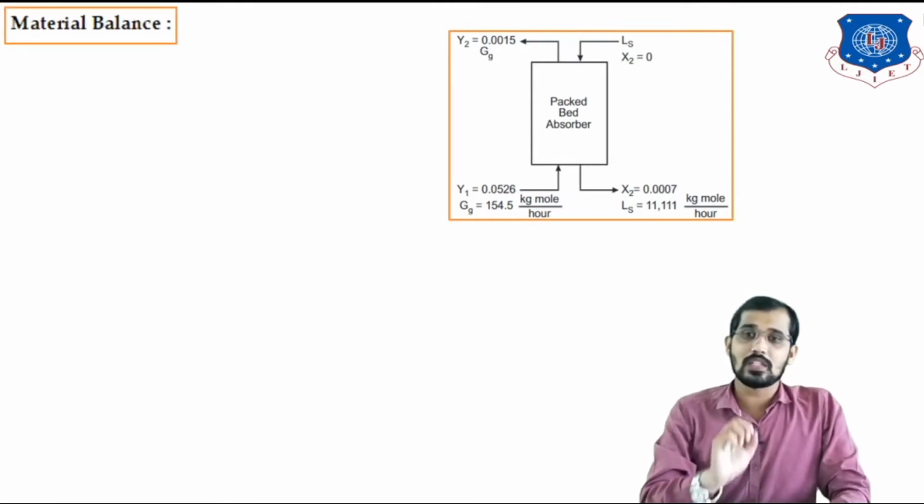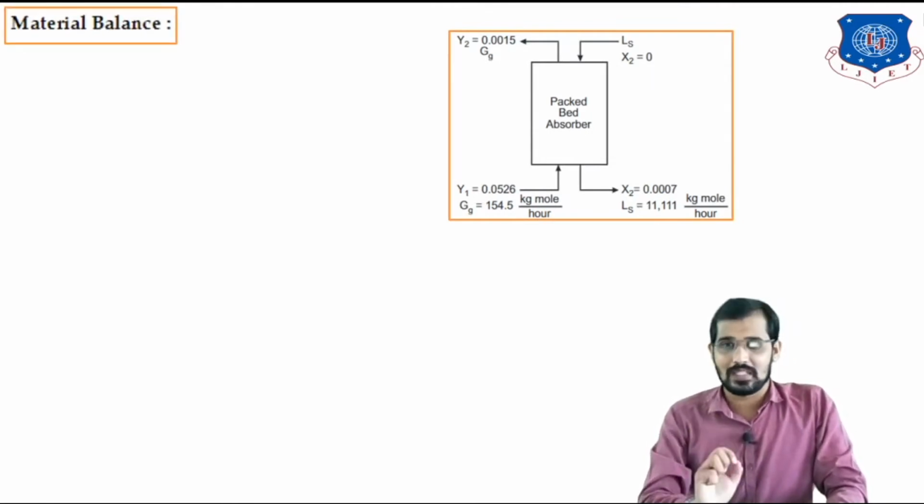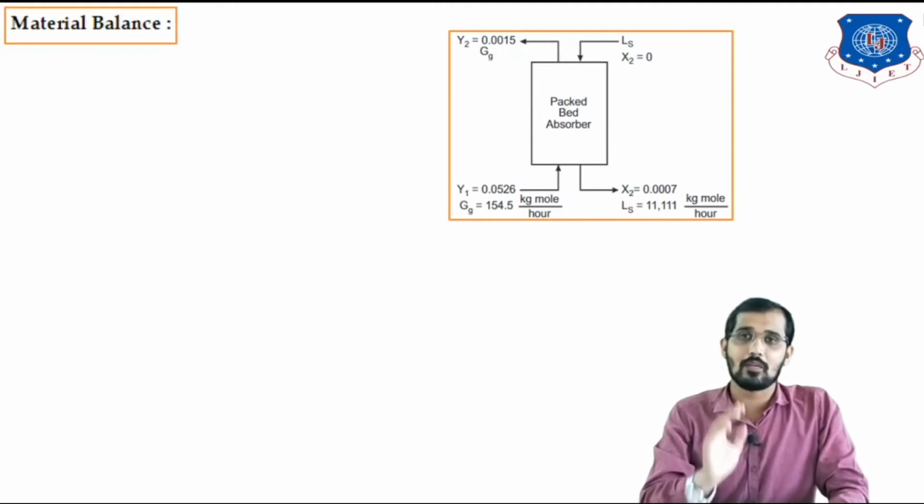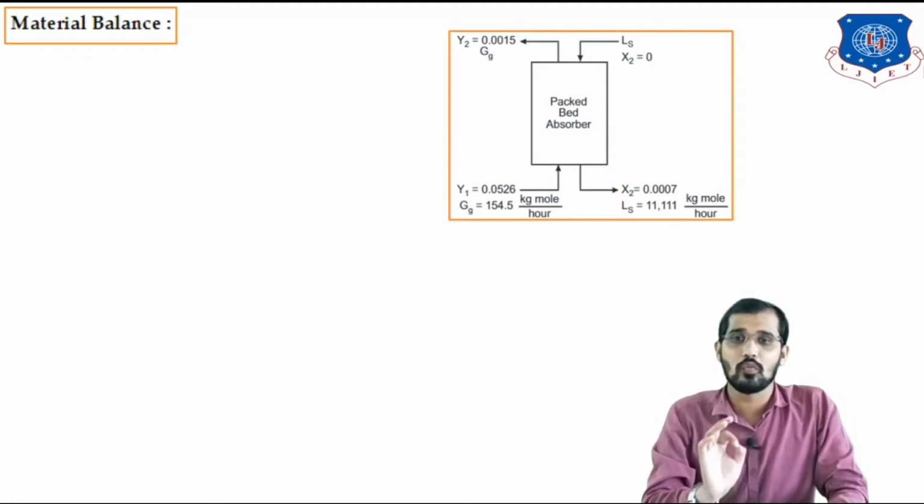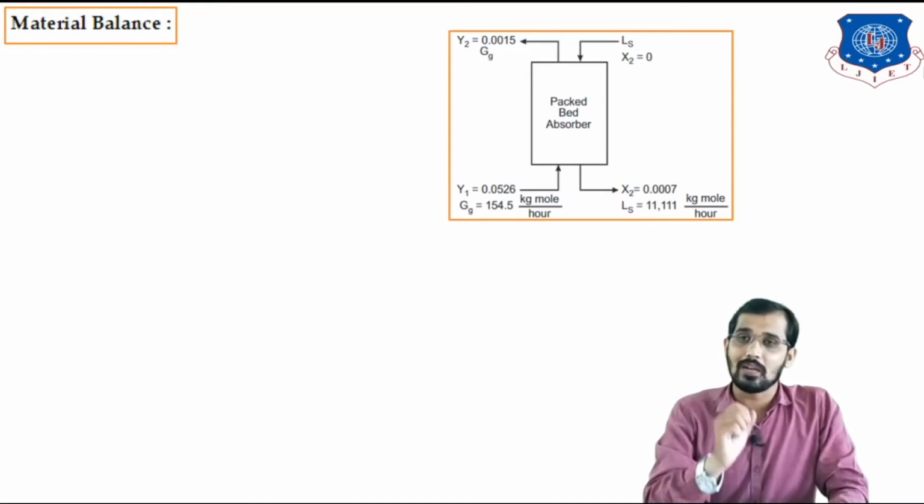Now you can see this is the figure. Now we are going to take the material balance. Whatever we have calculated in the previous slide, I have written in this figure. So your Y2 is nothing but 0.0015. This is the mole fraction of SO2 in the outlet gaseous stream. After that you can see Y1, the mole fraction of SO2 in the inlet stream of the gas. After that you can see the liquid composition as well.